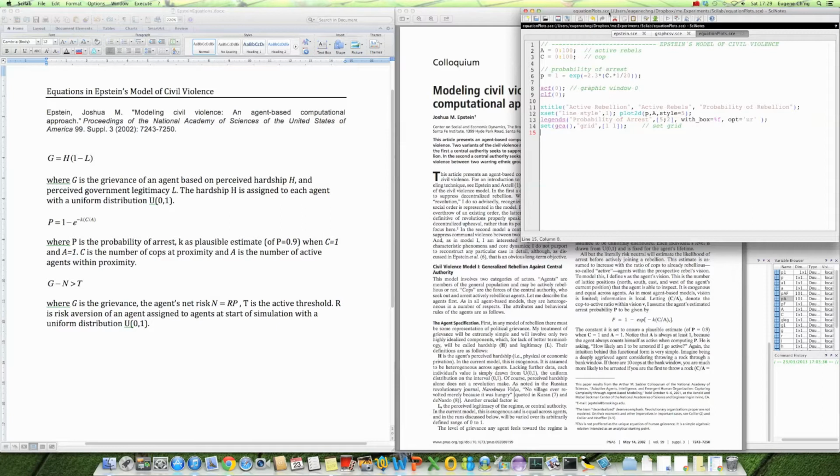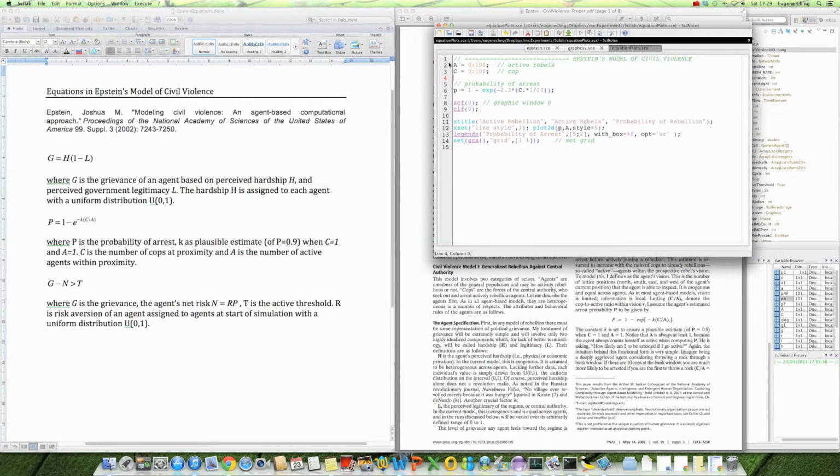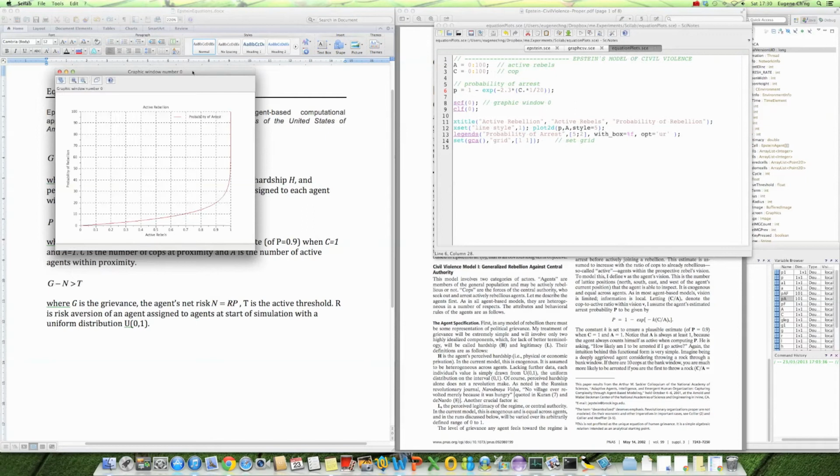Now, this graph shows A from 0 to 100, that's just a number from 0 to 100, and C from 0 to 100, so that's just a list. And that's the equation seen here. C is the cops, and over here, A is the actively rebelling agents. And this is K, the K value. So let's just generate the graph first and let you see what that is.